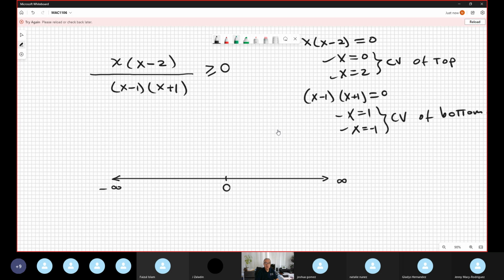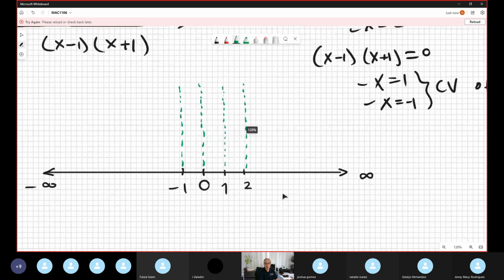0, 0 partition. 2 partition. 1 partition. And negative 1, another partition. 4 partitions, 5 intervals. Okay? And you pick, select, totally arbitrary.